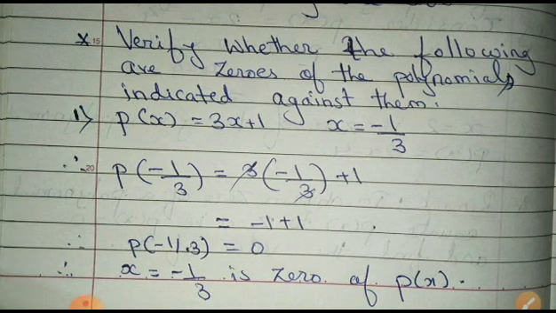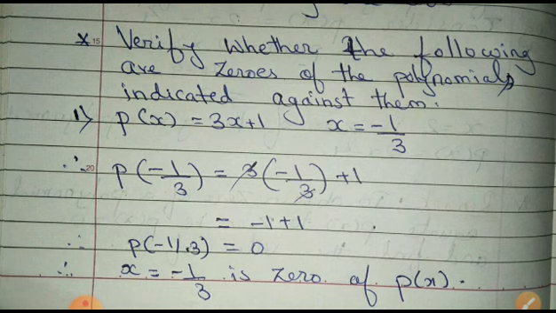Then the question is, verify whether the following are zeros of the polynomials indicated against them. If you are going to verify that a particular value is a 0 of the polynomial or not, what are the steps to be performed? In this case, p of x is 3x plus 1. The indicated value is x equal to minus 1 by 3. So what we should do is find p of minus 1 by 3. Here, substitute the value of x as minus 1 by 3.